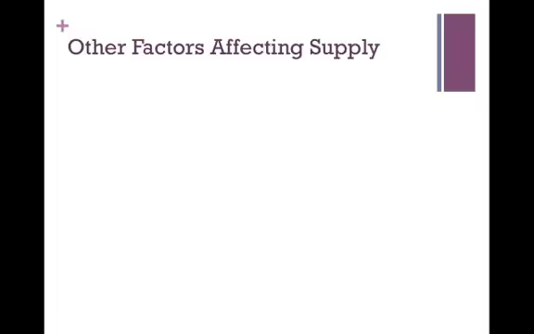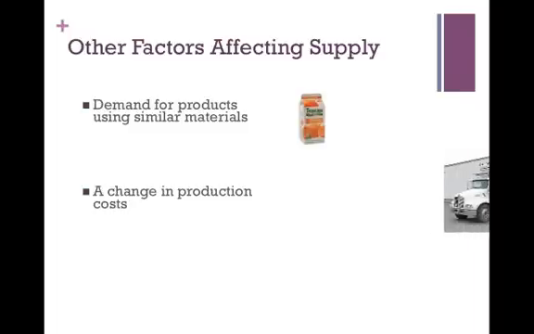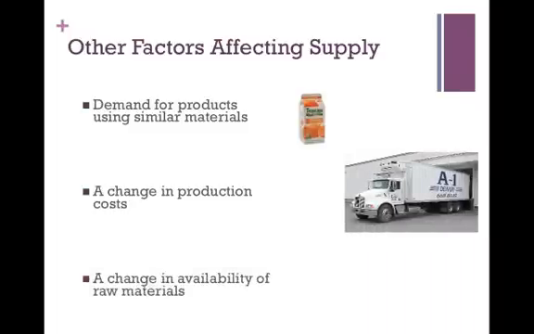There are other factors affecting supply: demand for products using similar materials, a change in production cost, so if it now costs more to make that product, and a change in availability of raw materials.